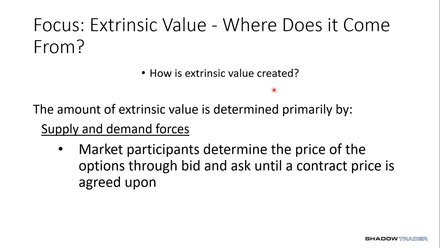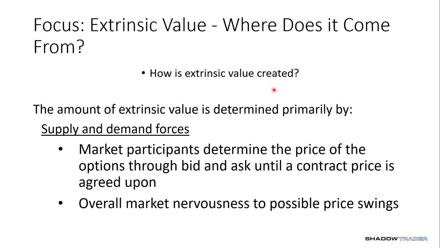Market participants are going to determine the price of the options through a bid and ask or an auction. I want to buy for X. You want to sell for Y. We're too far apart. So I've got to drop my ask price. You've got to up your bid price. That type of auction situation is what options pricing is all about. The overall market nervousness can also exacerbate the bid and ask prices of options.